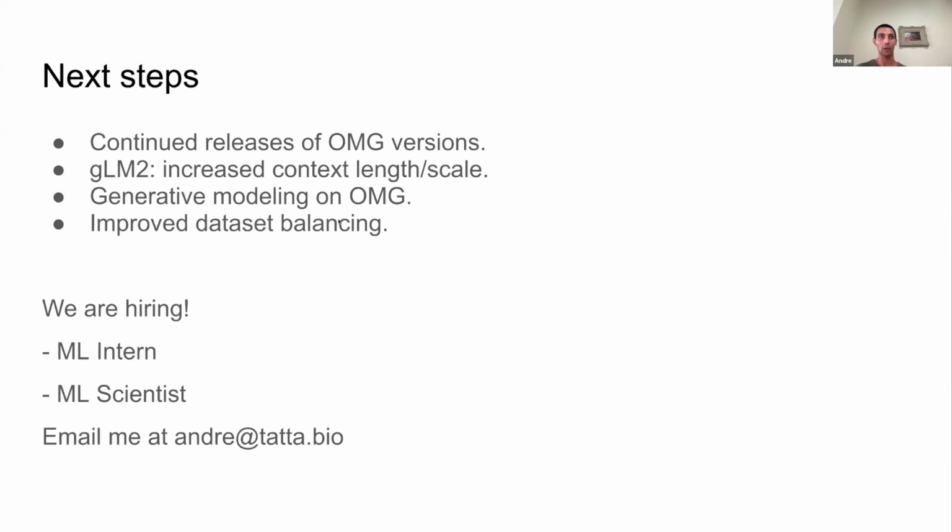For GLM2, we're looking at increasing the context length to get more proteins in the context window, as well as just continuing scaling up the model. And then there's also some interesting directions in terms of generative modeling on the OMG dataset, and also improved dataset balancing. I think there's lots of other ways we can go about balancing this data. Yeah, we're definitely interested in looking into this.